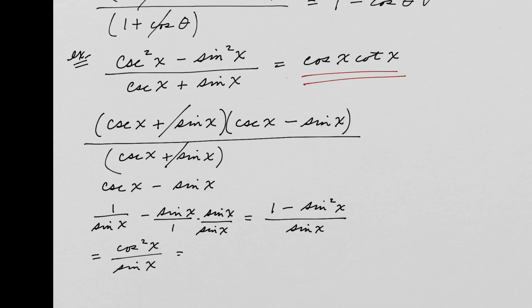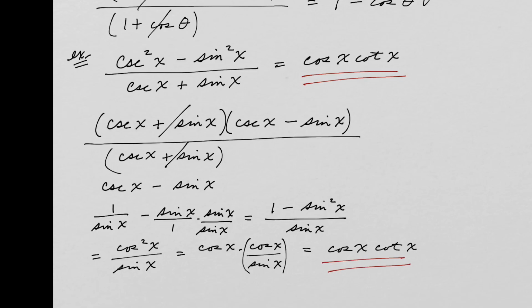Instead of cosine squared, let me write this as cosine of x times cosine of x over sine of x. That's the same thing. I just broke it up in that way. But what is this term right here? What's cosine divided by sine? That's cotangent. So now this is cosine of x times cotangent of x. And that's exactly what we wanted to prove, right? We got exactly the right-hand side now.